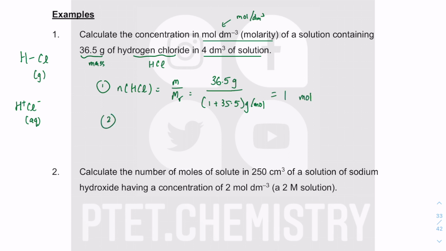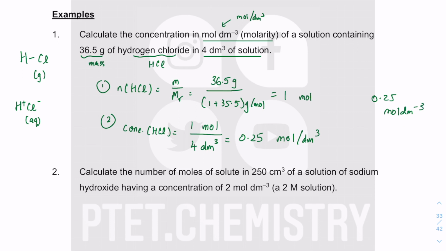So that is the mole of the HCl, and I'm going to dissolve it in 4 dm cube. So the concentration of the HCl in mole per dm cube is going to be 1 mole of the HCl dissolved in 4 dm cube of the solution. Press your calculator and you'll get 0.25 mole per dm cube. If you don't like that unit, you can write mol dm minus 3 like that. That is entirely fine as well.